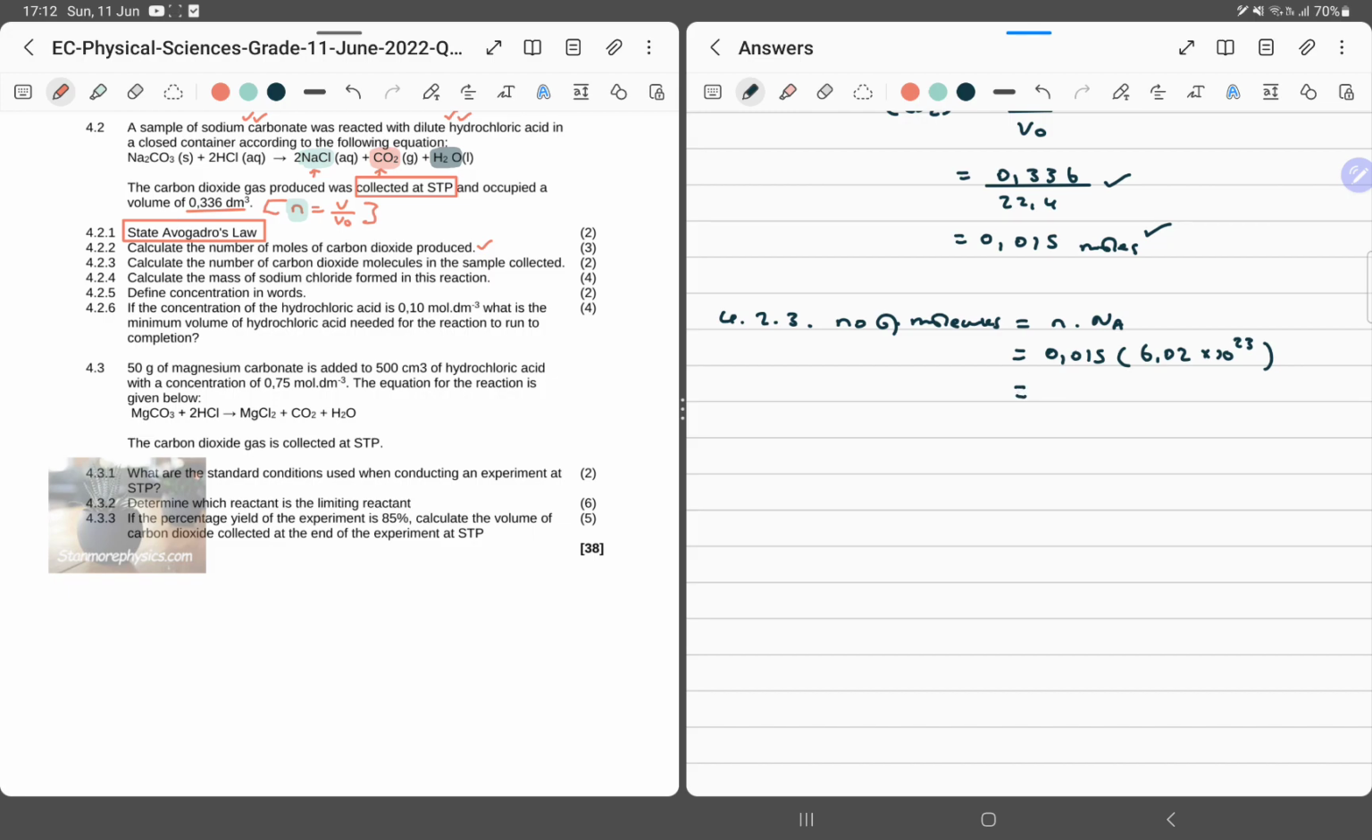So we've got 0.015 into 6,02 times 10 to the 23. So we're getting here 9,03 times 10 to the 21 molecules. This is not the same as moles, eh? Maybe it is, whatever. So that is the number of molecules or atoms, if you were to ask me.